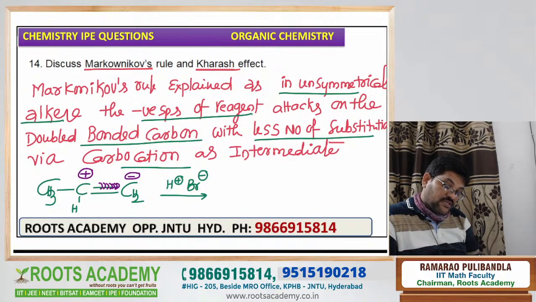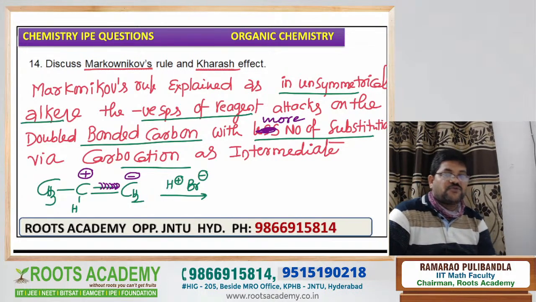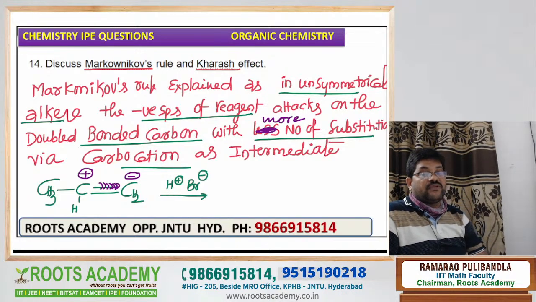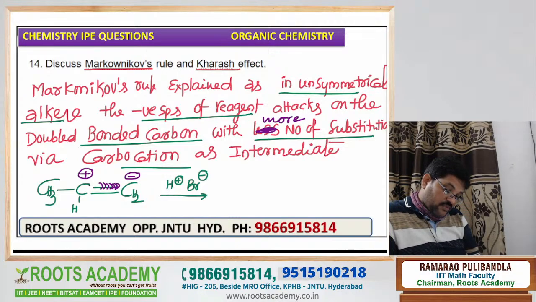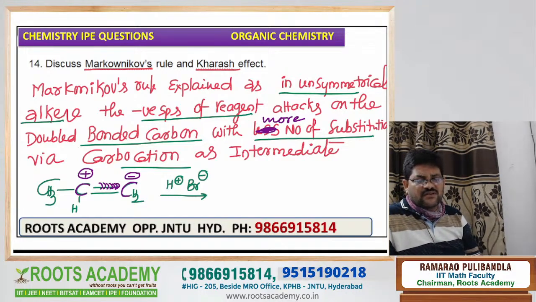Now the negative species of the reagent attacks on the doubly bonded carbon with what? The negative species of the reagent attacks on the doubly bonded carbon with more number of substitutions, not less number, a small correction. Now, this doubly bonded carbon has one methyl substitution. This doubly bonded carbon has no substitutions, simple hydrogen. Hydrogen atoms are not substitutions. Methyl group is a substitution, understood? But hydrogen atoms are not substitutions.